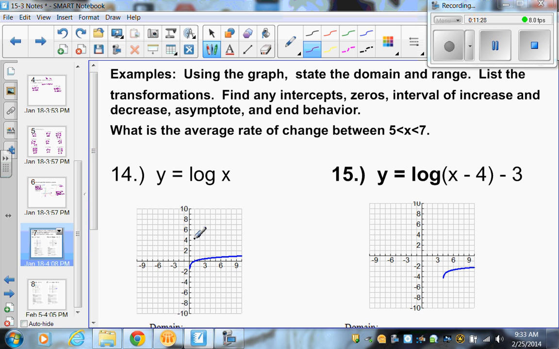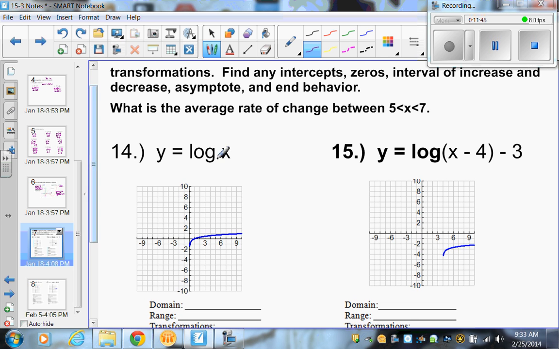Okay. In this set of examples, it says use the graph to state the domain and range, list the transformations, find any intercepts, zeros, intervals of increase and decrease, asymptote, and behavior. It also wants us to find the average rate of change between 5 and 7. So first step, we have y equals the log of x, which is the same function we just looked at.